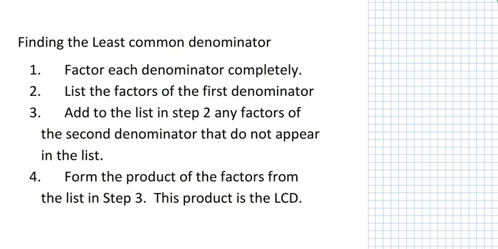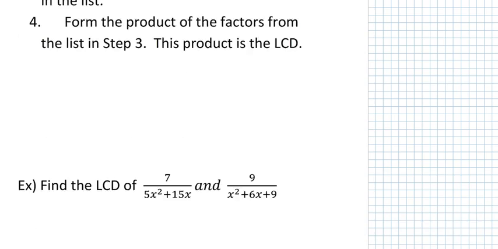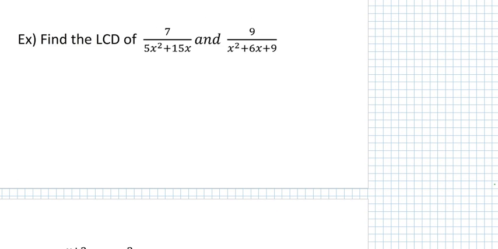Basically, you factor each denominator completely. So for example, here, you could factor a 5 and an x, so you get x plus 3. And here it would be x plus 3 times x plus 3 when you factor the denominator.